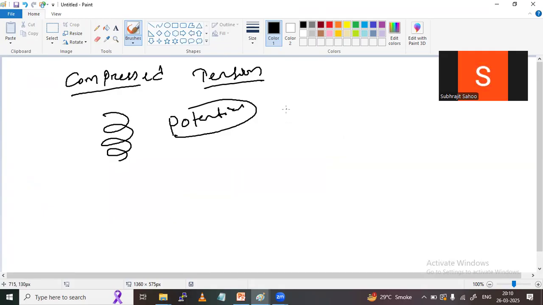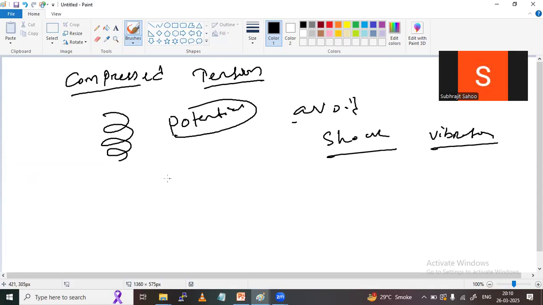Or we can give the definition of a spring: it is an elastic body whose function is to distort when loaded and recover its original position when the load is removed. When it is loaded, it changes its shape, and when the load is removed, it comes back to its original position. By doing this, we can avoid shock and minimize vibrations. Like these, I told several examples of applications where the spring is used.